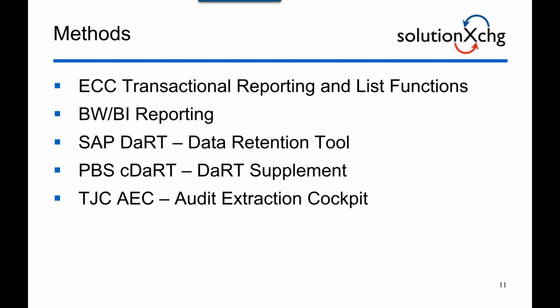The first one being traditional, I have an SAP system, I already have standard transactions, I already have ways to get data out into files. Isn't that good enough? And the answer is yes and no. We'll talk briefly about BW as an alternative to that, where that's in place and where it's populated properly, the SAP DART tool, and then PBS has a supplemental tool to DART where archiving has already occurred, and then TJC has a standalone product for audit extraction specifically that has, again, we'll weigh cost, benefits, and strengths, weaknesses of each.